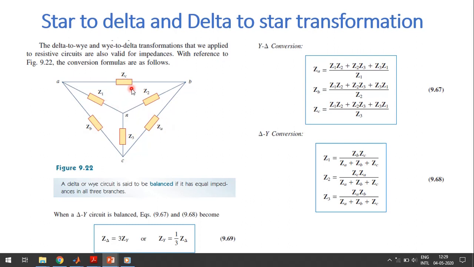A circuit is said to be balanced, that is a star or delta circuit is said to be balanced, if equal impedances are present in all the branches. So all these combinations are simply Z. Then Z delta will be equal to 3 into Z star, or Z star is equal to 1 by 3 into Z delta. So this is star to delta transformation.